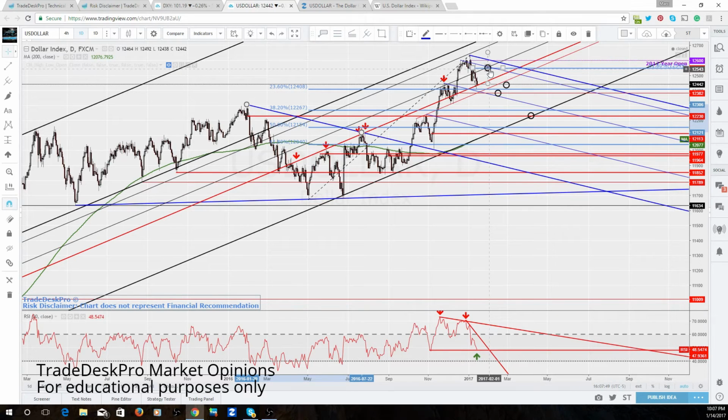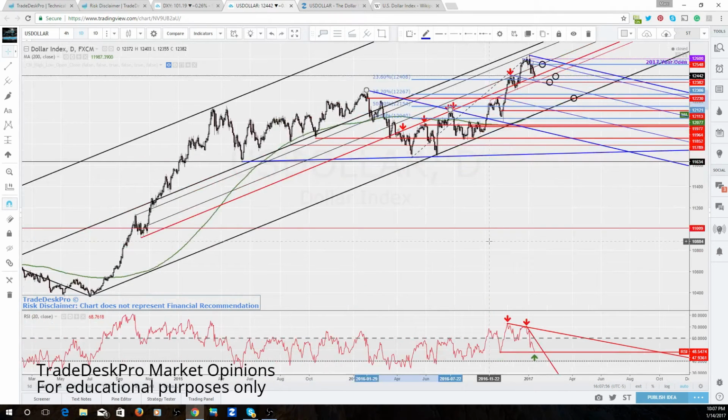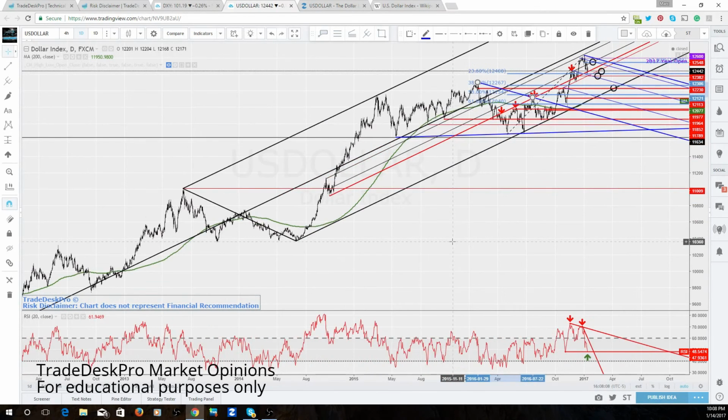Then go up, test resistance, and then go down again and down again. Okay, what does that translate to? This is what I'm going to be using, these DXY and US dollar. What I think is going to happen is going to translate, of course, into all my analysis of all the other pairs. Okay, so this was DXY and US dollar.